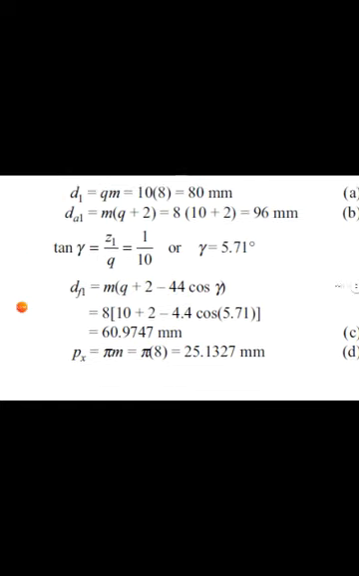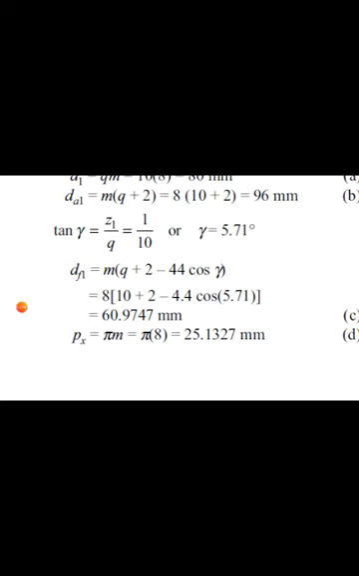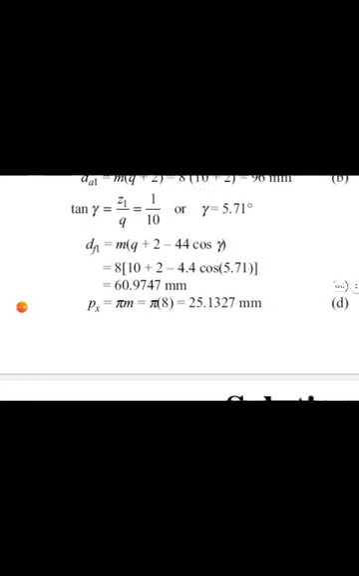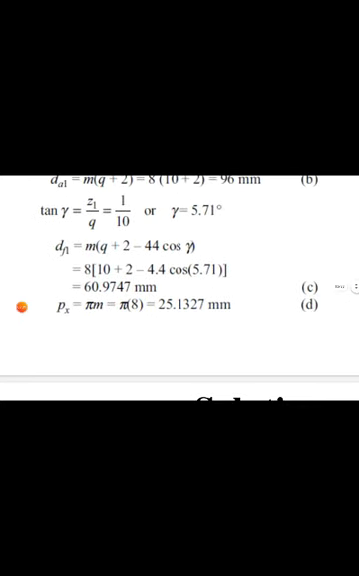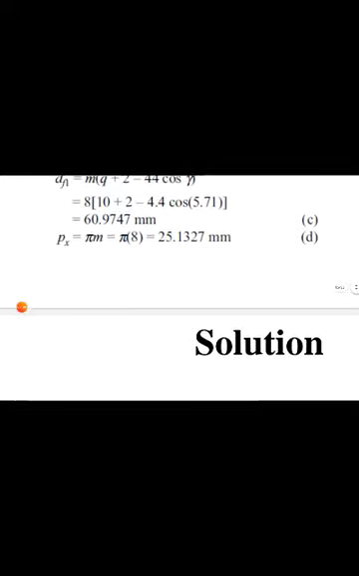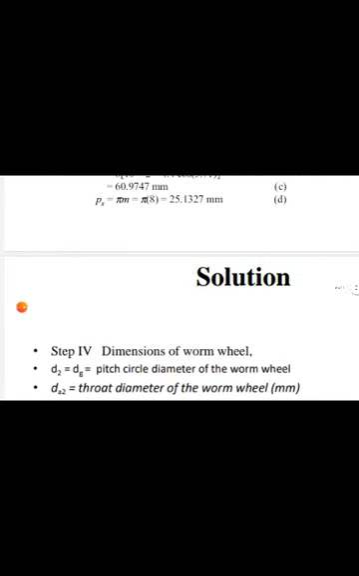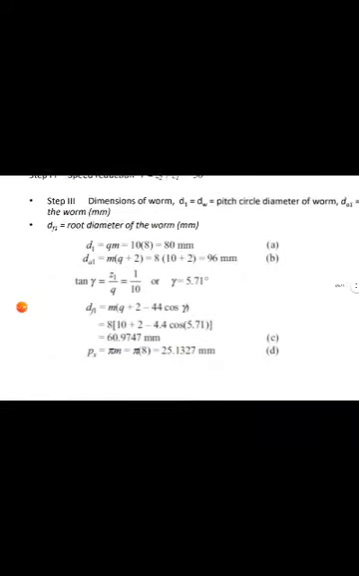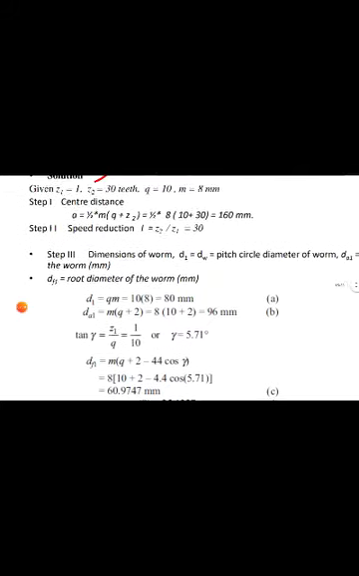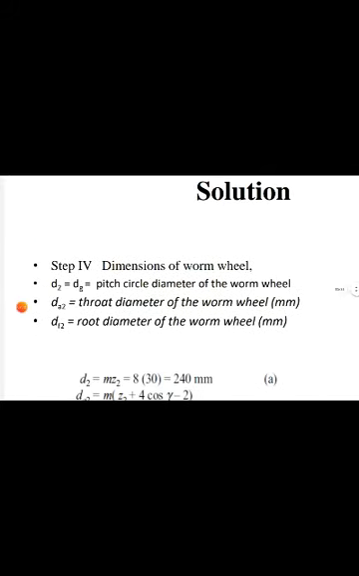And you are going to find out the dedendum circle diameter. The formula, as we have seen, is m into quotient plus 2 minus 4.4 cos lead angle. After finding this, you are going to find out the axial pitch, that is pi into m, that is 25.1327. These were the dimensions of the worm. Now you are going to find out the dimensions of the worm wheel.